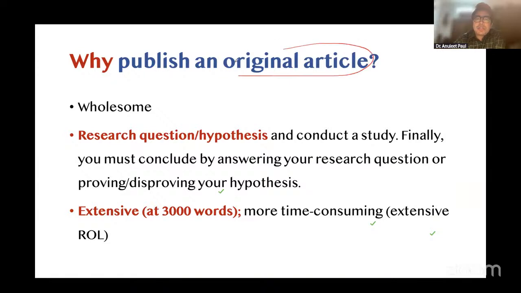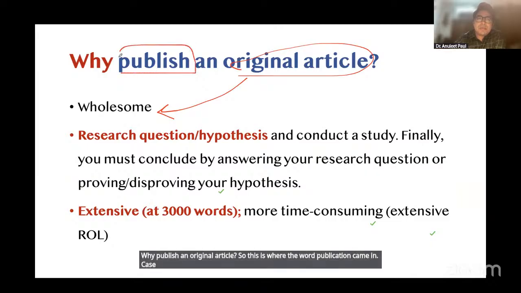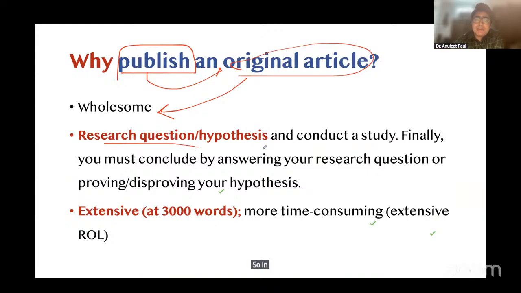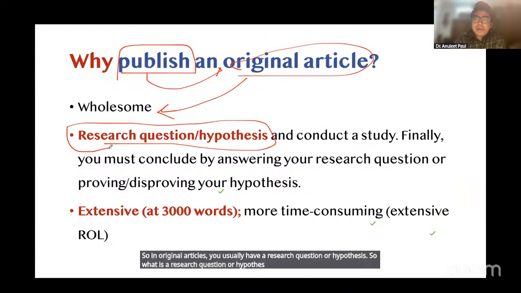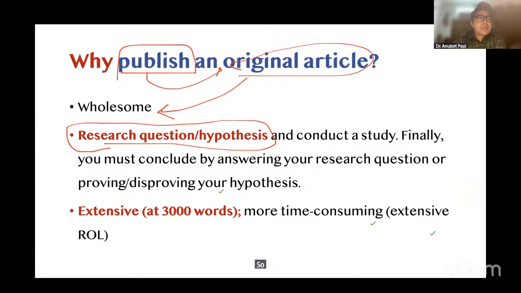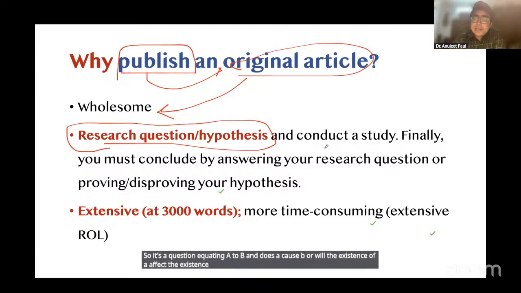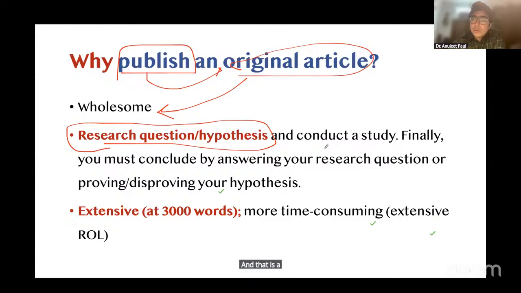Why publish an original article? This is where the word publication came in. Case reports came in much later, but originally we want to publish original articles. In original articles, you usually have a research question or hypothesis. So what is a research question or hypothesis? A very interesting example is, does smoking cause lung cancer? It's a question equating A to B: does A cause B, or will the existence of A affect the existence of B? So that as a research question would be, like I said, does smoking cause lung cancer? And that as a hypothesis would be, smoking causes lung cancer, and whether the hypothesis is proved or not.